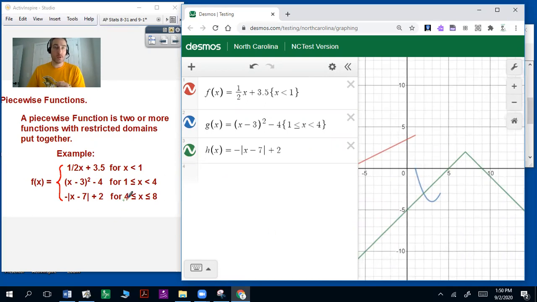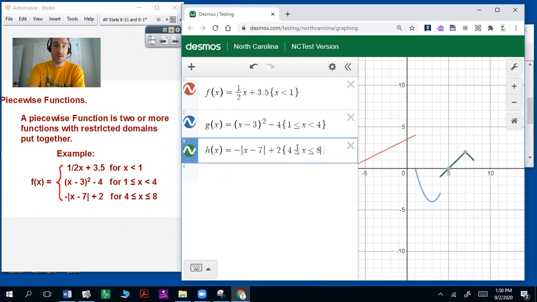But again, I want to restrict that to the numbers between 4 and 8, including both 4 and 8. So I'll do squiggly bracket 4 less than or equal to x less than or equal to 8, and then close it up. And then you notice that it gets restricted to these numbers. And if you hover over it again, you'll notice that this does give you an output value at 4 because you can plug in 4 to the bottom one. And this does give you an output value at 8 because you're allowed to plug in 8 here as well.